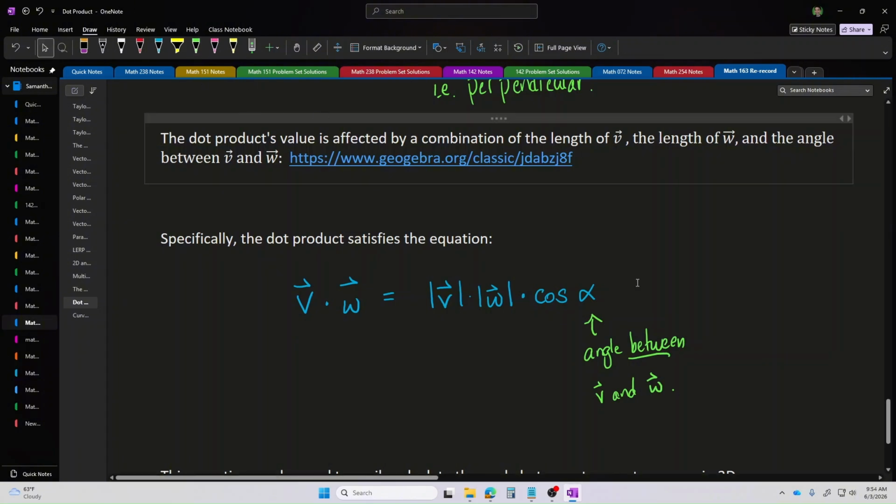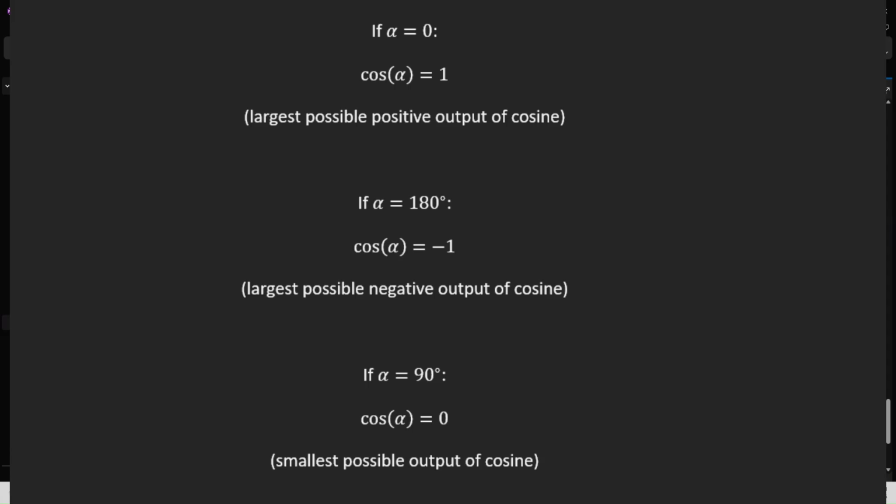So v dot w is affected by these three quantities. If the length of v is big, that will make the dot product bigger. If the length of w is big, that will make the dot product bigger. And if the angle between the vectors is either 0 or 180 degrees, such that cosine produces +1 or -1, that will also make the dot product big. As opposed to if the angle between them is 90 degrees, cosine of 90 degrees giving you 0, and that will make the dot product small.